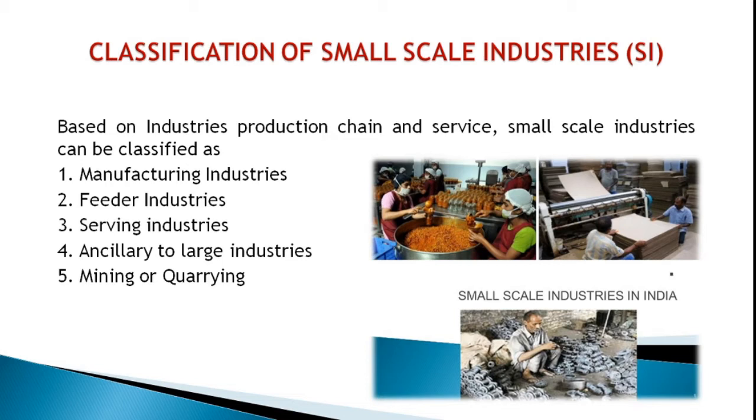Feeder industry. This type of industry specializes in certain products as a service. Examples are casting, welding, etc. The serving industry. These industries cover repair shops necessary to maintain mechanical equipment. Service industry produces repair spare parts. And the fourth one is ancillary to large industry. These industries produce parts and components and render services to the large industry. It will be supplying small components to the large industry.